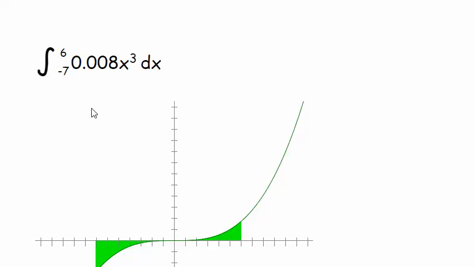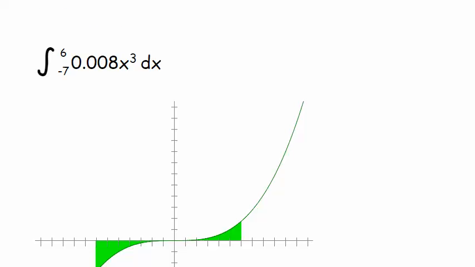Alright, so let's write this problem down. So -7 to 6, 0.008x cubed dx. Alright, so let's bring up the whiteboard and get busy with it. So I'll go ahead and rewrite the problem here. So from -7 to 6, we've got 0.008x cubed dx. Okay, I'm just making sure here.